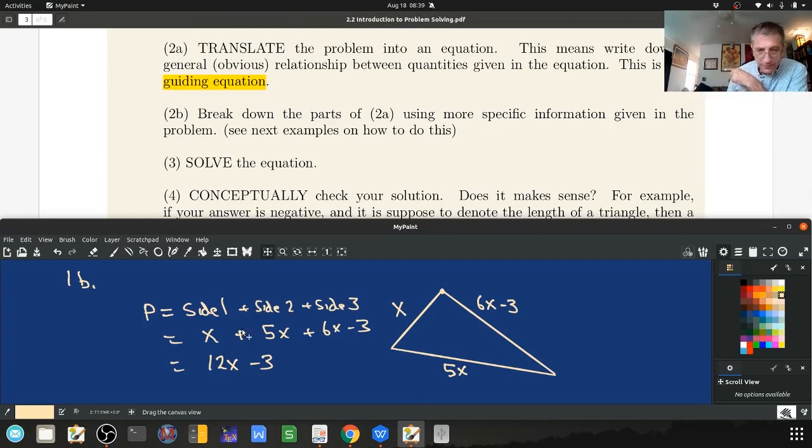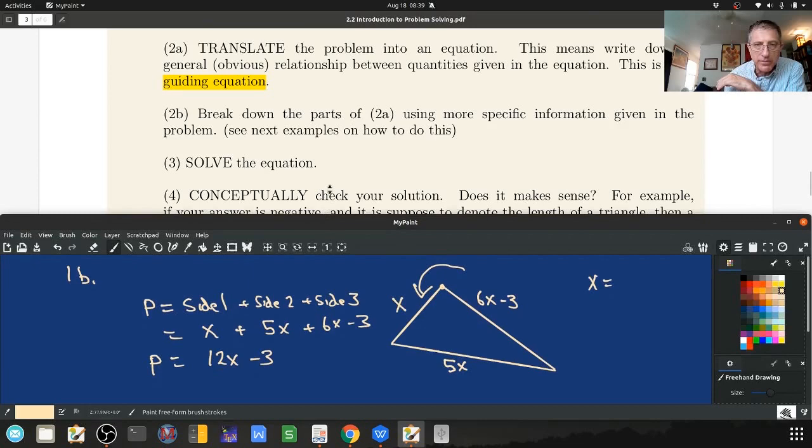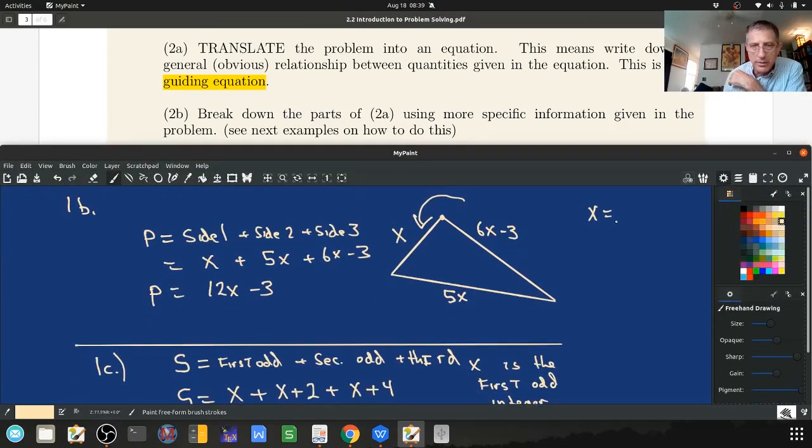So notice here, we have the formula P is equal to 12x minus 3. So what that means is, if I'm given P, I can solve for x. I can solve for the side length. x is equal to the length of this side from the picture. And then once I know the value of x, I can find the value of the other sides. So let's actually, maybe I should do this one. Let's just pretend the perimeter is 15. The perimeter is 15.